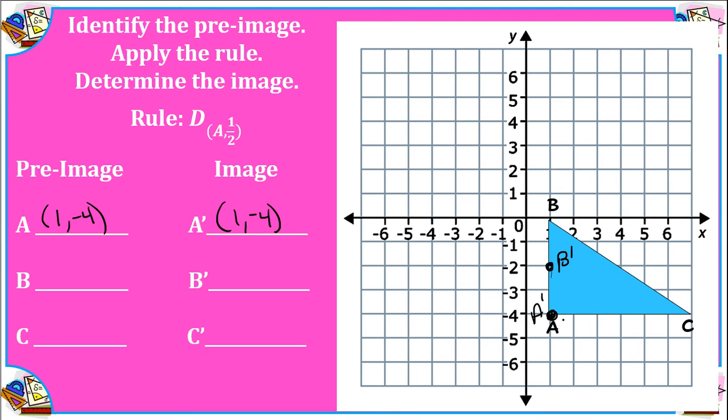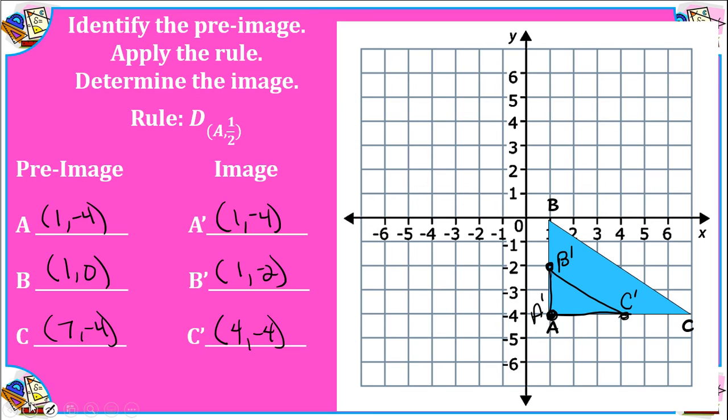And then AC is 1, 2, 3, 4, 5, 6 units. So half of 6 is 3. So A prime, C prime is going to be 3 units long. 1, 2, and 3. So they're being pulled toward point A because that's our center of dilation. So B was 1, 0, C 7, -4, C prime is 4, -4, and B prime is 1, -2.